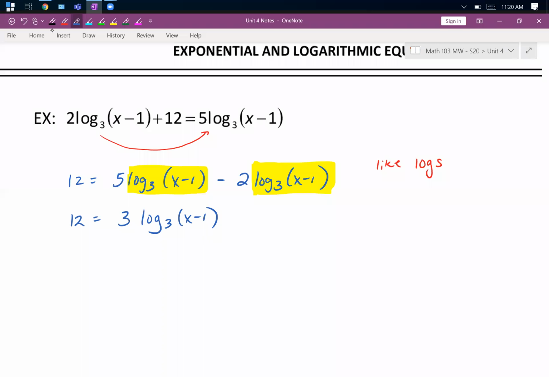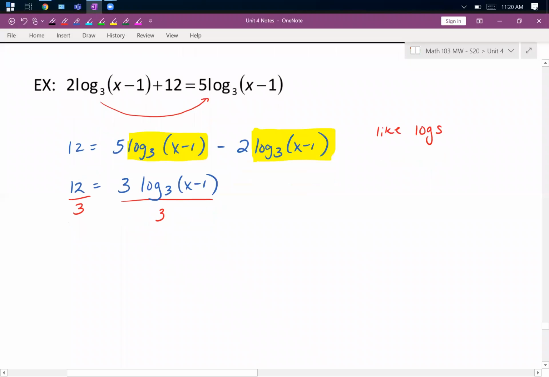We can either take this 3 and make it an exponent, but like Anthony suggested, a way easier route to eliminate that 3 is just to divide both sides by 3, because I don't really want to end up with some binomial cube that I have to multiply out and then possibly use the rational zero theorem to factor. This will give us 4 equals log base 3 of x minus 1.